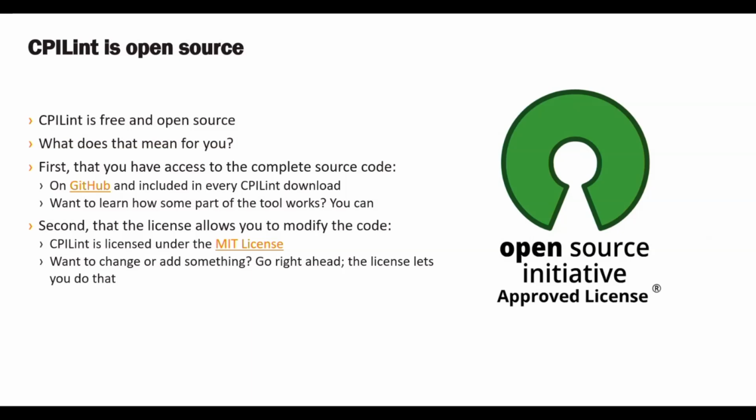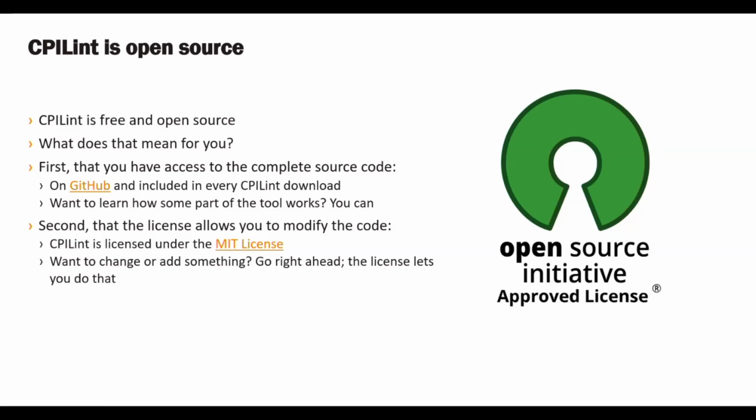I've talked a little bit about CPI lint being open source. And what does that mean for you in reality? Well, two things. It means, of course, that you have access to the source code. It's Java code, but not only the Java, but also every other file you would need if you want to build this yourself. So build files, everything that goes into the distribution, it's all there.